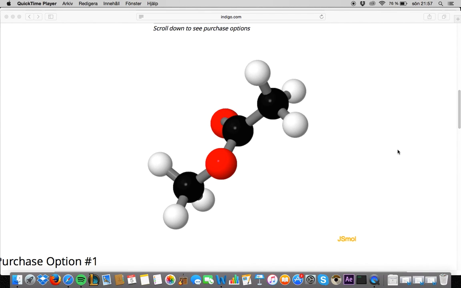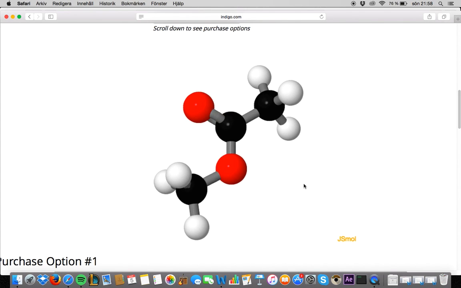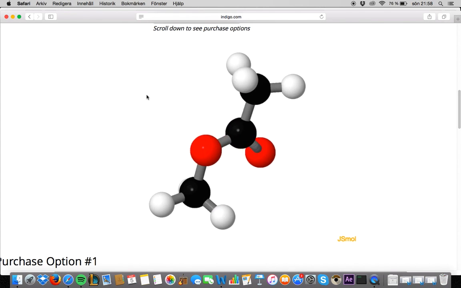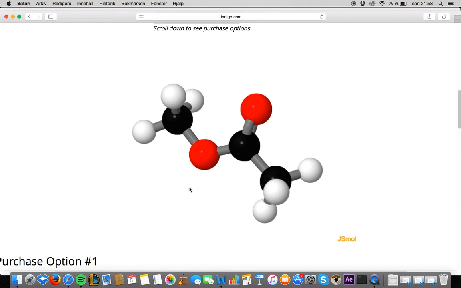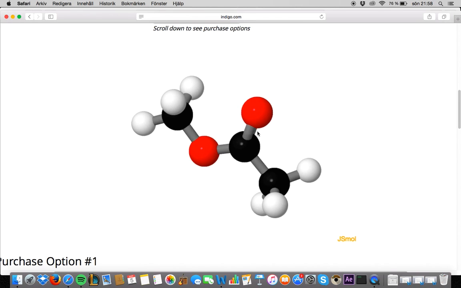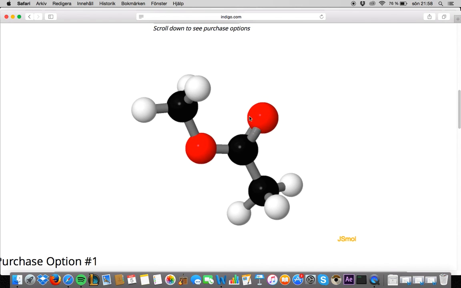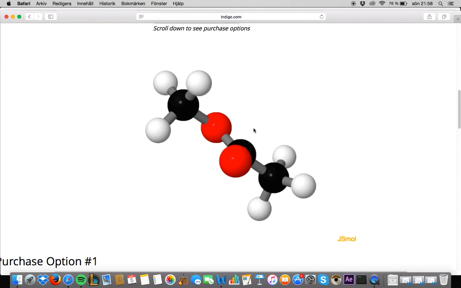So in this short video, I will be analyzing the molecule methyl ethanoate. To begin with, the functional group of this molecule is an ester, of course, and we know this because there are two oxygen atoms, one of which makes a double bond, as shown.